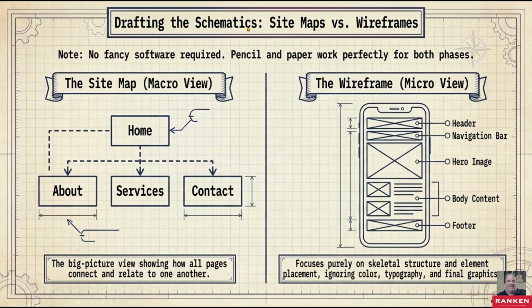Drafting the schematics: site maps versus wireframes. Okay. So a site map is something you can go down to on a lot of websites, probably not as much as they used to. They used to always have them there. Sometimes you have to root for it. But usually if you go down to the very bottom of a page, there's some kind of site map. You can click on it. It shows you how to navigate the different places within the website, right?